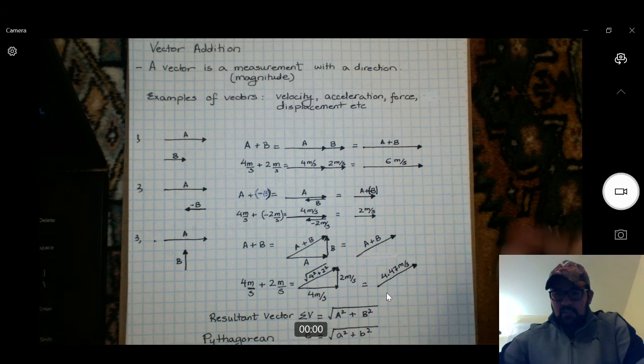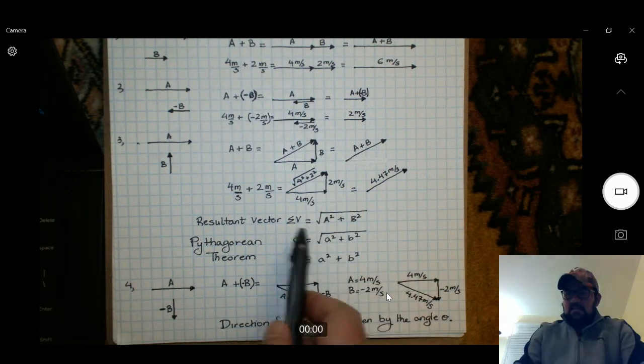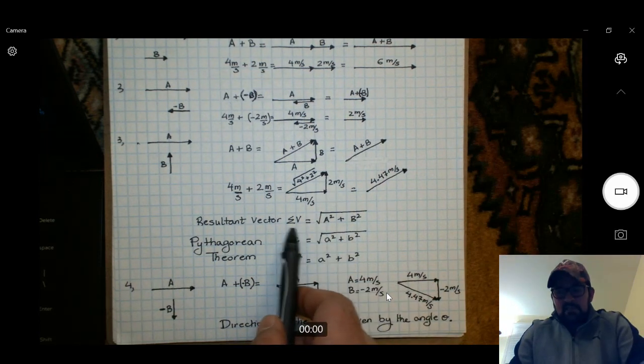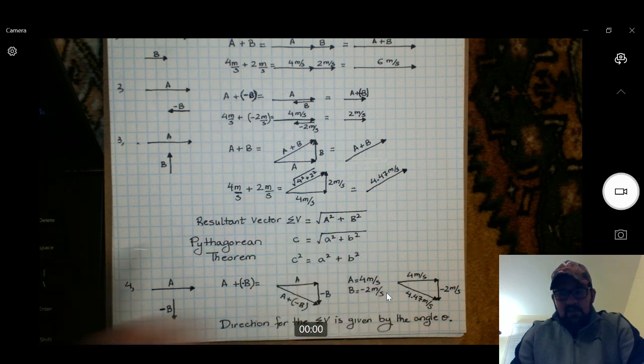Now, I've used the word resultant vector a couple of times, so I just want to mention to you that this is the symbol of a resultant vector. This means the sum of the vectors. So we're going to be using the Pythagorean theorem to find the resultant vector.